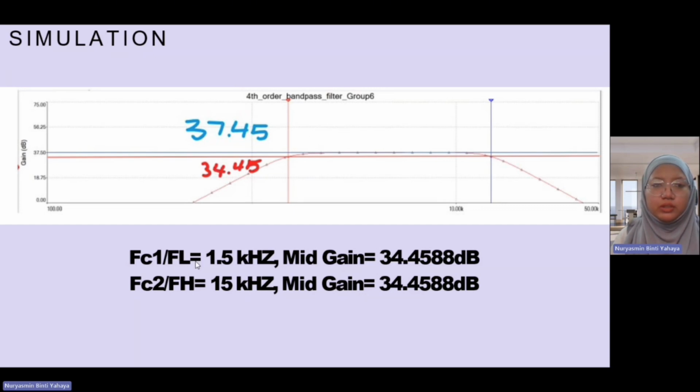For the simulation, we do the simulation in Multisim. For the low cutoff frequency, which is here at 1.5 kilohertz, the mid gain is 34.45. And for the high cutoff frequency, 15 kilohertz, which is here, the mid gain is 34.45.